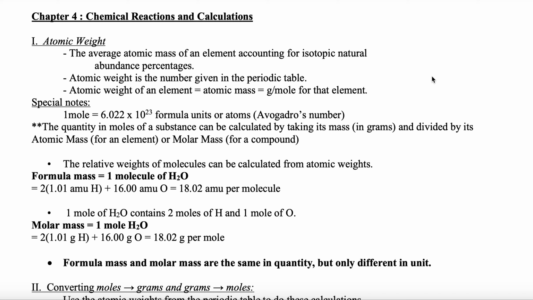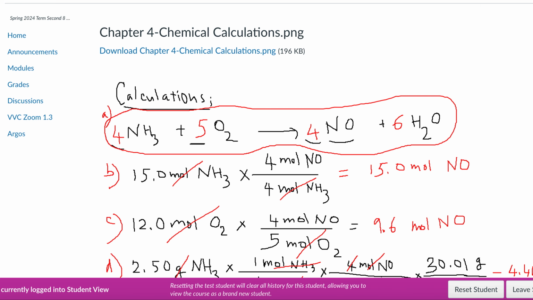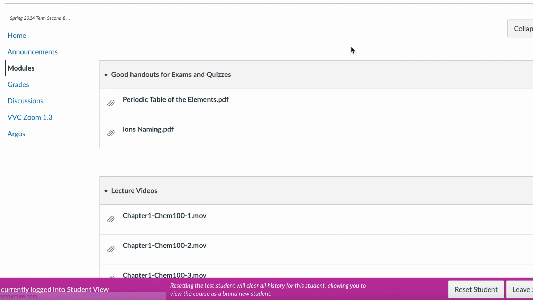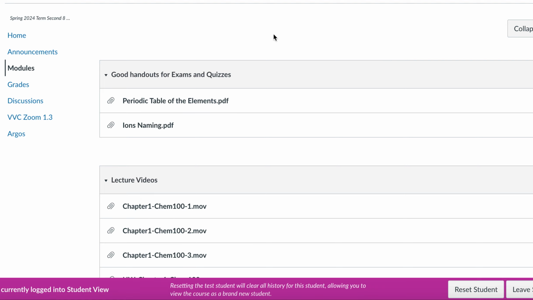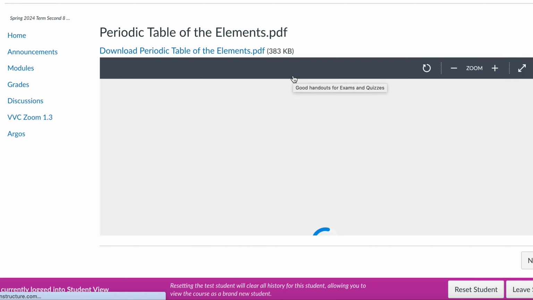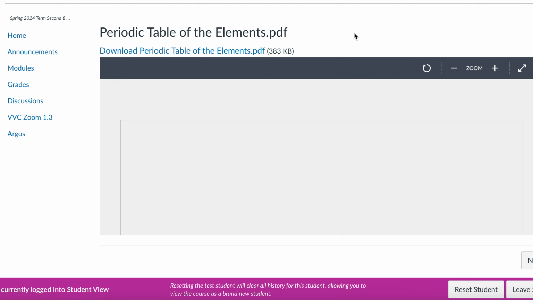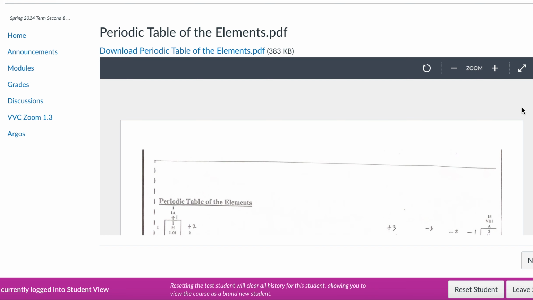on the class page on Canvas, in the first module, you see the periodic table of the elements, and the second one is the names of the ions. Those are really good handouts.